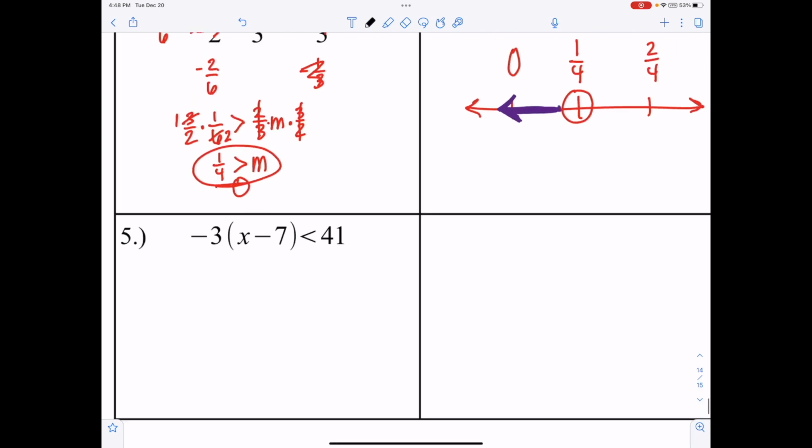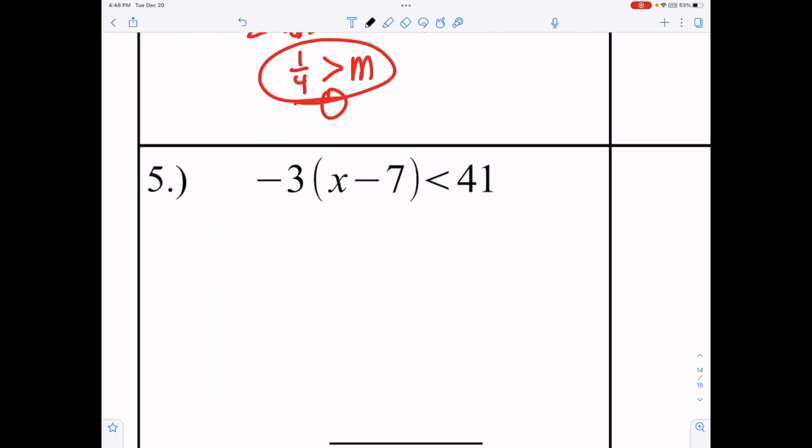All right, last one. Oh, right away I see a number on the outside of parentheses. We know what that means. So let's go ahead and distribute or simplify this side first. So realize we're doing a negative 3 times x, which is a negative 3x. Negative 3 times negative 7, notice I'm saying it out loud so I don't mess up, is a positive 21. This is less than 41.